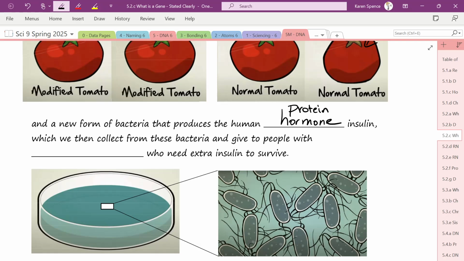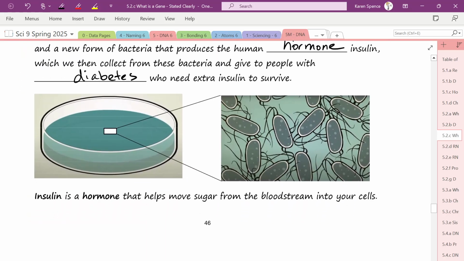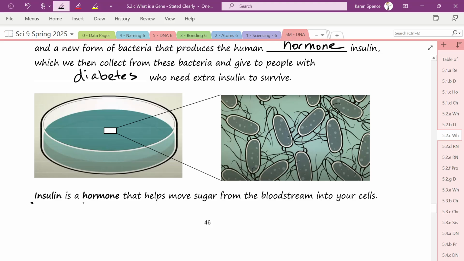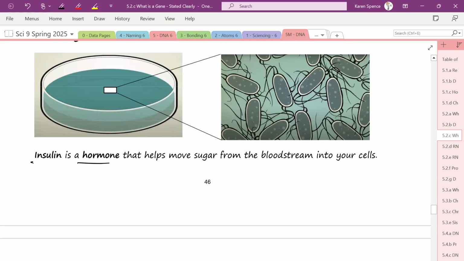And we collect that insulin from the bacteria and we give it to people with diabetes who need insulin to survive. Now that's kind of good because they used to have to get insulin. Was it from horses or pigs? I can't remember, but it's really good that they can just produce it from bacteria now. It's just a much easier and more humane way of doing it. Insulin is a hormone that helps sugar move from the bloodstream into your cells.